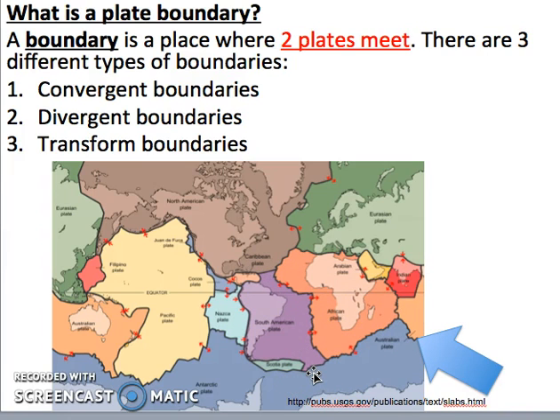Now, there's 3 different kinds of plate boundaries, and we categorize them based on how they move. So we have convergent, divergent, and transform boundaries. Let's go ahead and explore each of these 3 boundaries.